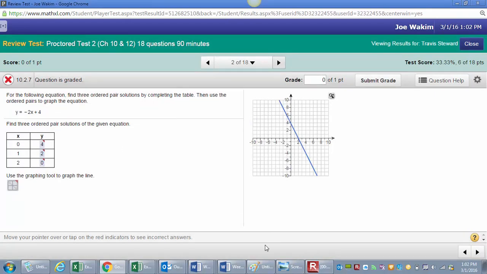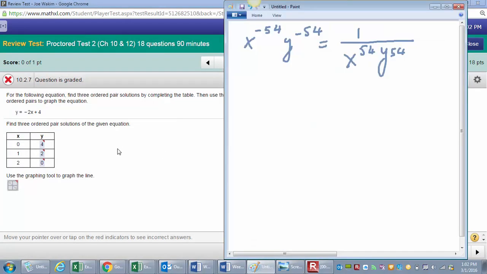On number 2, you have to find the values of y given the values of x. So all you have to do is substitute x equals 0 here. Then negative 2 times 0 would be 0 plus 4. That's how they get the 4 here. Substitute x equals 1. Negative 2 times 1 is negative 2 plus 4 is 2. That's how they got 2. And substitute x equals 2. Negative 2 times 2 is negative 4 plus 4. So negative 4 and 4 are the opposite of each other, and the answer is 0.